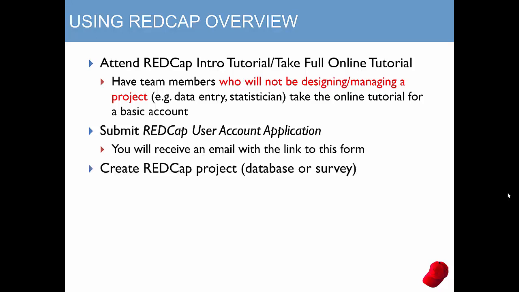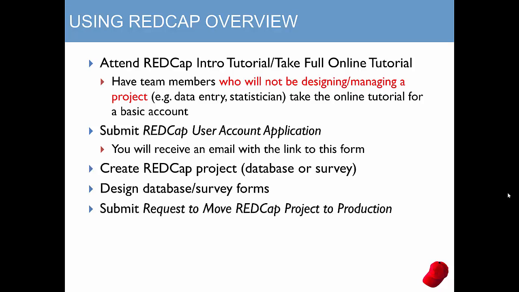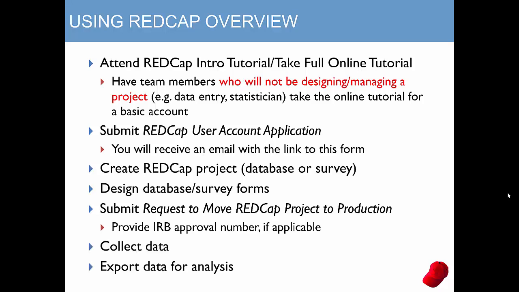Once your account is completely set up, as long as you're at a CCTSI affiliate, you'll be able to create your Redcap project. And then anyone with a full account can design the database and survey forms. When you're ready to start collecting real data, you'll submit the request to move your Redcap project to production. This is where we'll ask you for the IRB approval number if it's applicable to your project. Once you're in production, you'll be able to collect data and export the data for analysis.